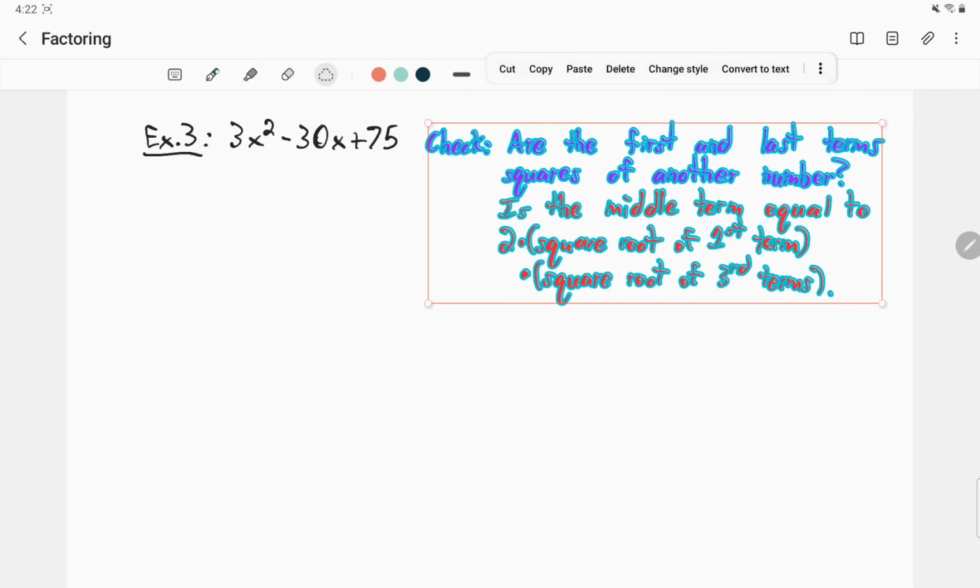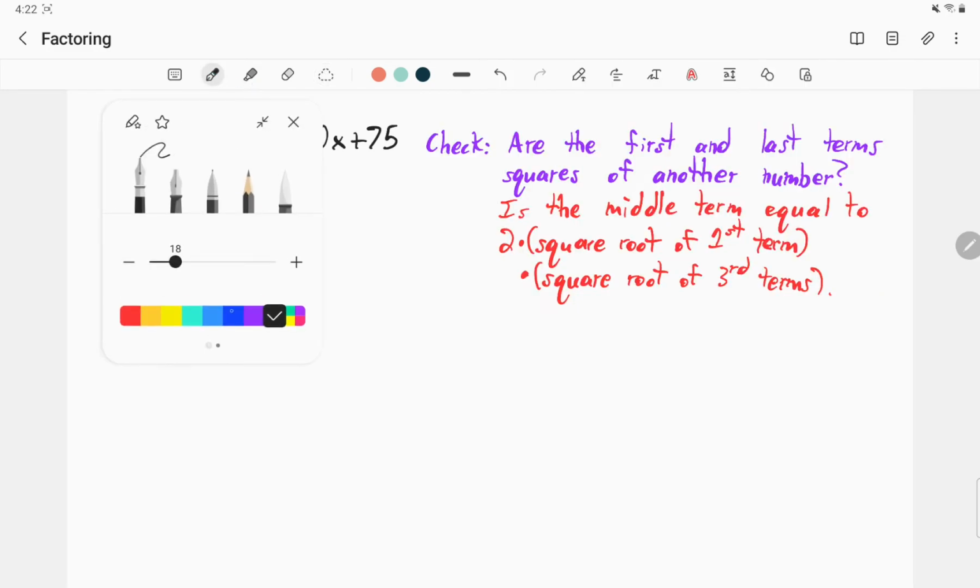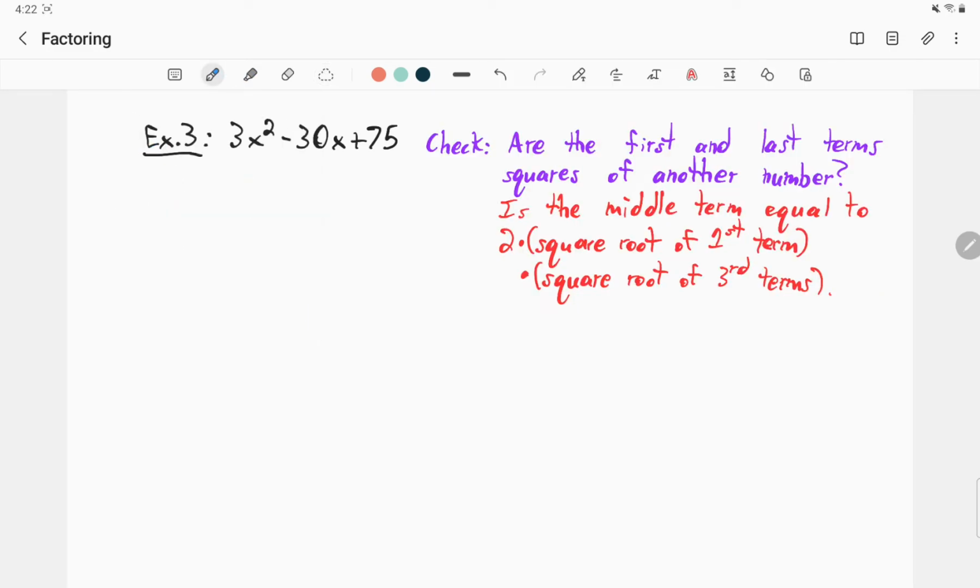Let's find out. Check, is this a perfect square trinomial? Well, the first term is not a square, actually. Not necessarily, not if we're going to keep our numbers rational, right? Square root of 3 definitely exists, but it's an irrational number. 75 as well, not so obvious if it's a square or not.